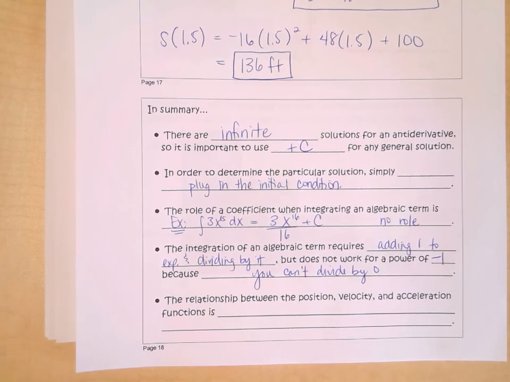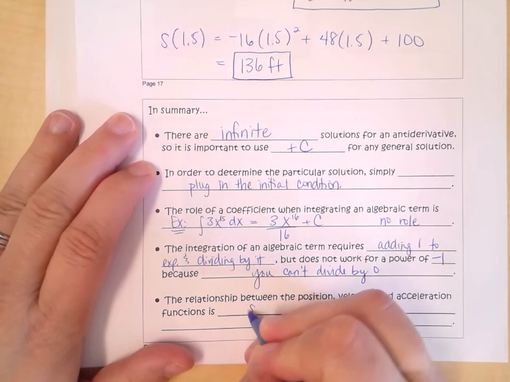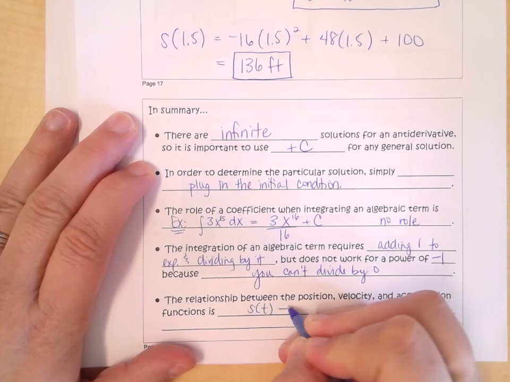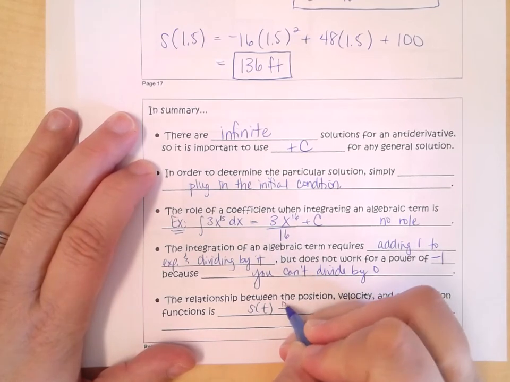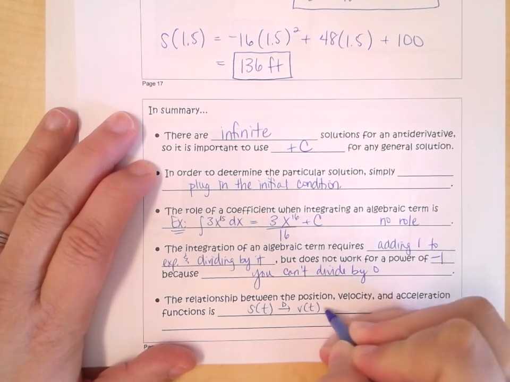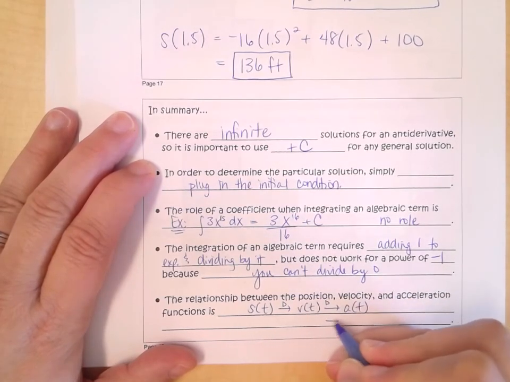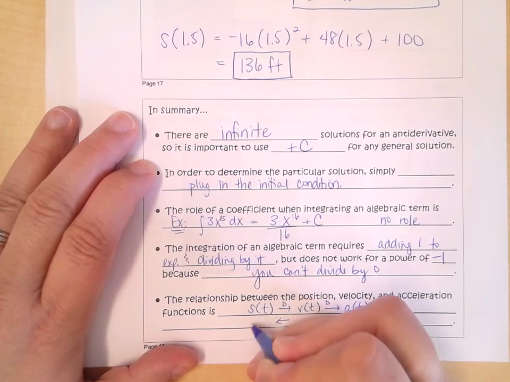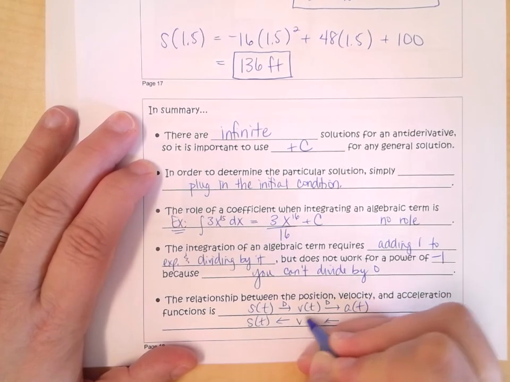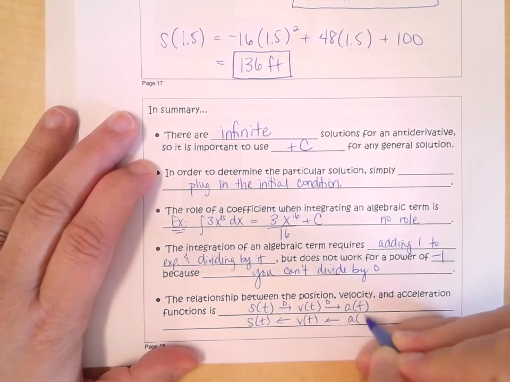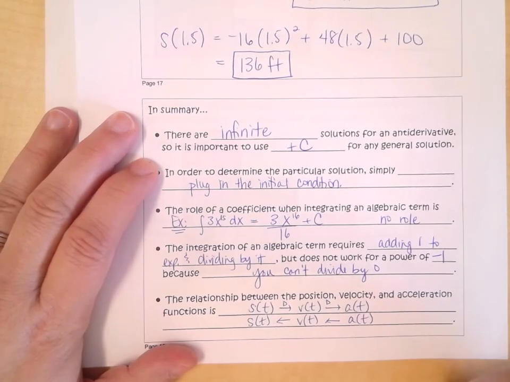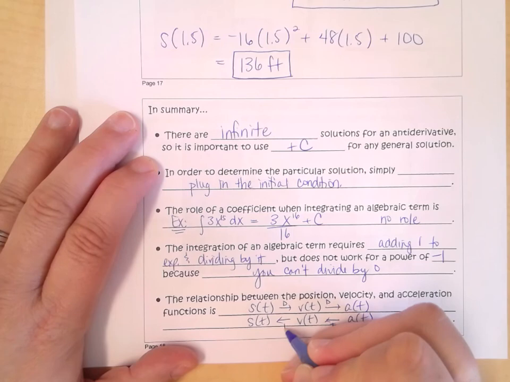The relationship between position, velocity, and acceleration, I just want you to do this. S of t, derivative is v of t, derivative is a of t, and then backwards, what would I put on those arrows? The I. The I for integration. Very good. That's it.